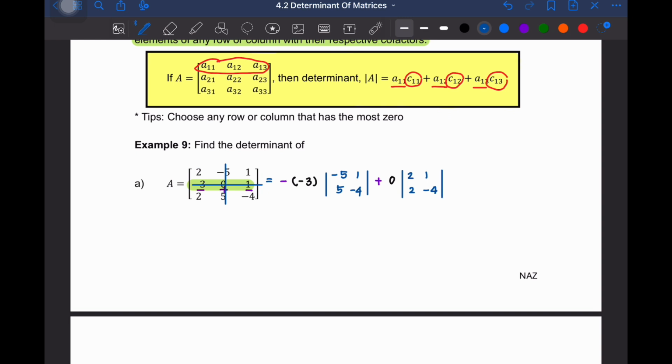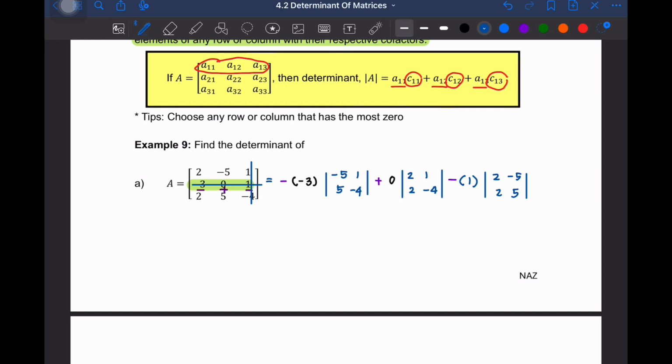Okay, and then lastly, alright, lastly we have minus. Our symbol is minus, and then our element is 1. And then we delete this row and this column. So we are left with 2, negative 5, 2, 5.